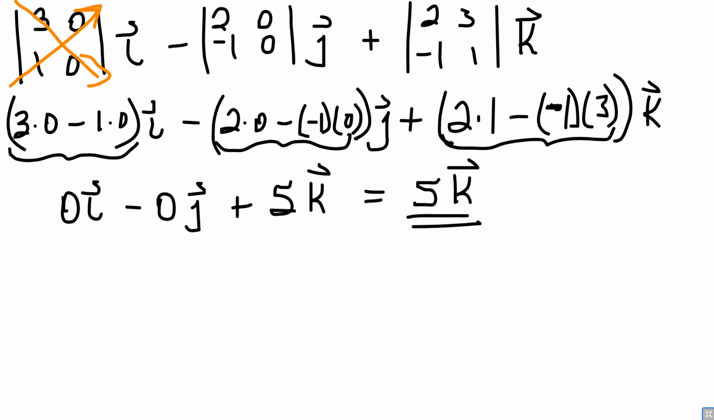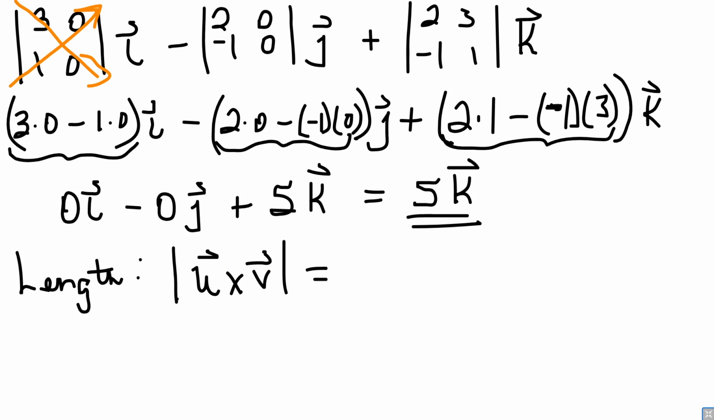So now we found the vector. Once we found the vector, the first thing we're going to do is find the length. The length is just asking us to find the magnitude. So we're going to find the magnitude of u cross v. Well, that's just going to be the square root of 5 squared, which is just going to give us 5. Any questions?